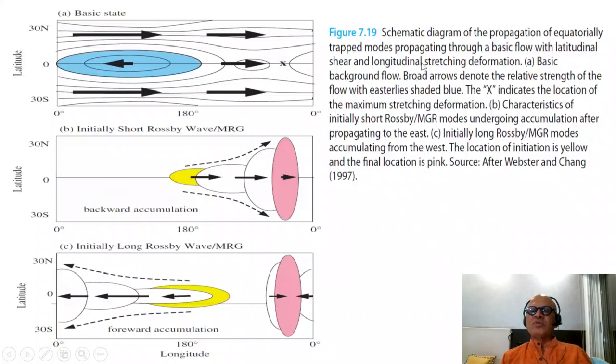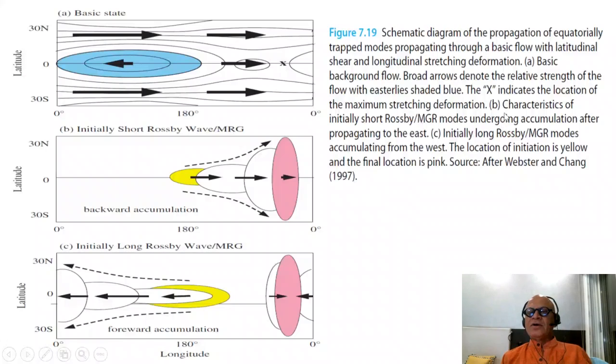Propagation of equatorially trapped modes propagating through a basic flow with latitudinal shear and longitudinal stretching deformation. So the prescribed basic flow has longitudinal variability, which we call stretching, du bar dx less than 0 or greater than 0, so positive stretching or negative stretching, and we have meridional shear. So the basic background flow looks this way. We had easterlies and westerlies. This is called the westerly duct, where the information can propagate much further out in latitude away from the equator. As you can see here, there is a strong meridional shear. This shear here as well, but not as strong as here. Broad arrows denote the relative strength of the flow with the easterlies shaded blue.